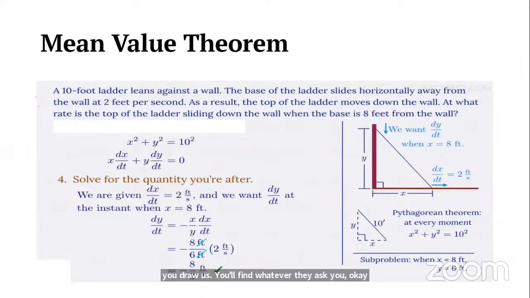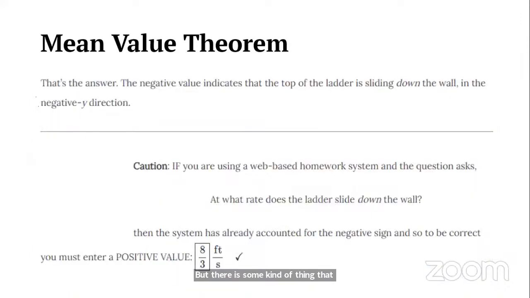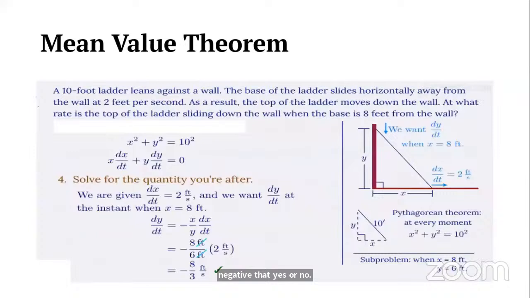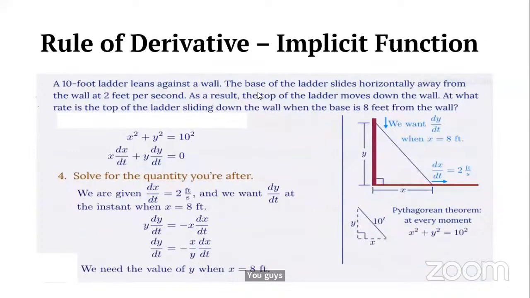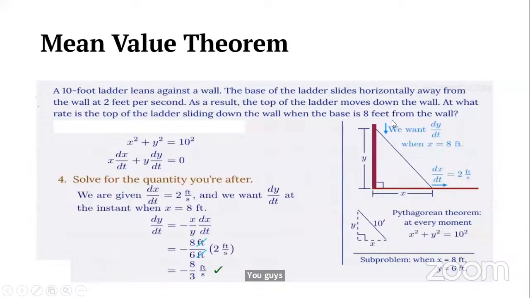But there is something you must put into place. The answer we got, like I said from the beginning, you should pay attention to the sign. The negative value indicates that the top of the ladder is sliding down the wall in the negative direction, yes or no? Yes, you can see here. The thing is sliding down in the negative direction. So that should tell you something. Then the next one is what?